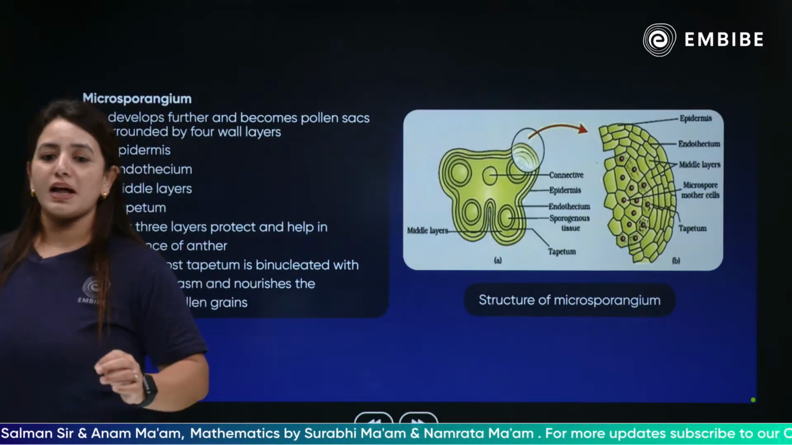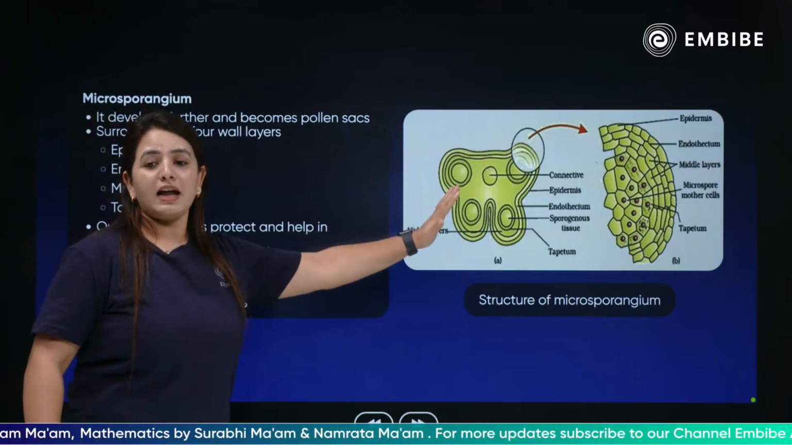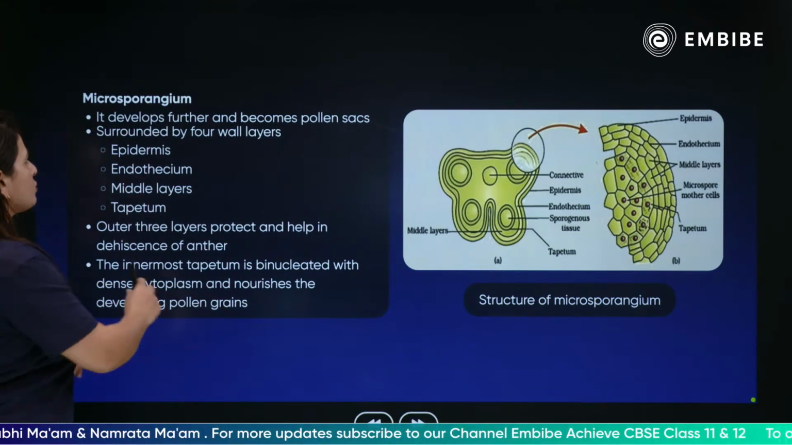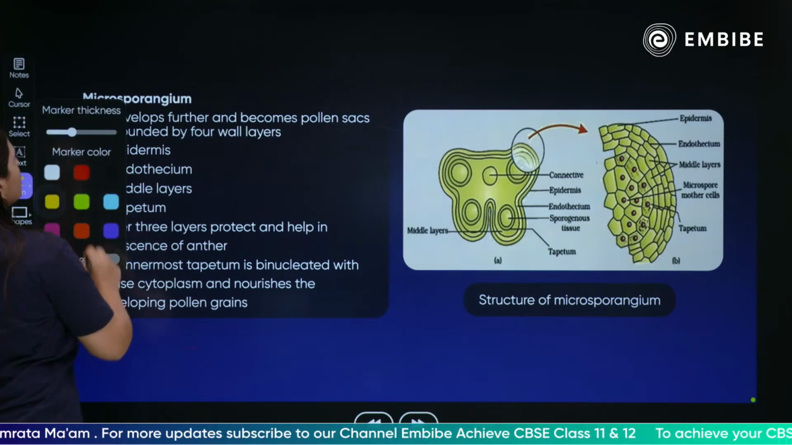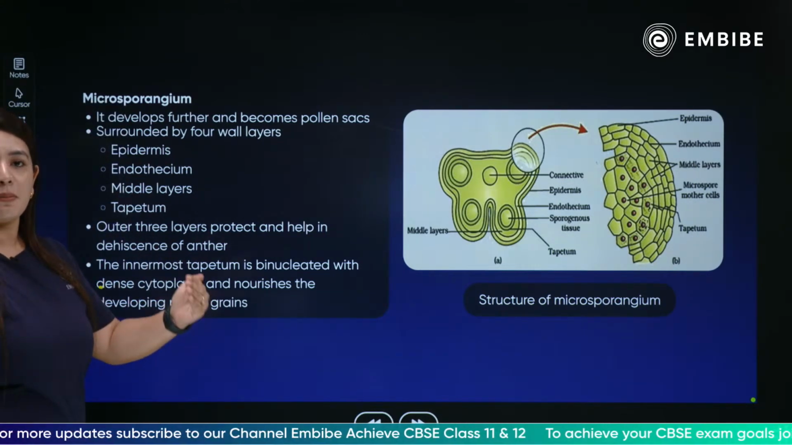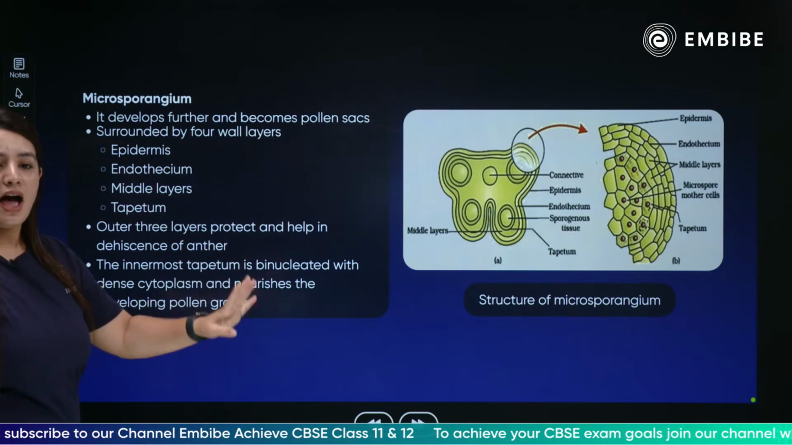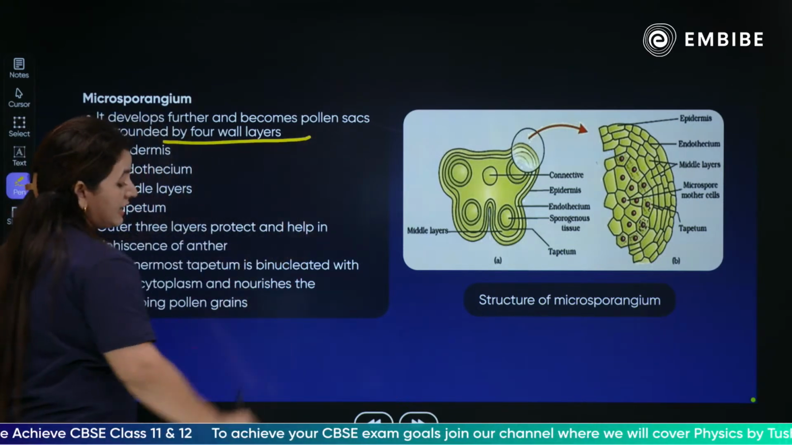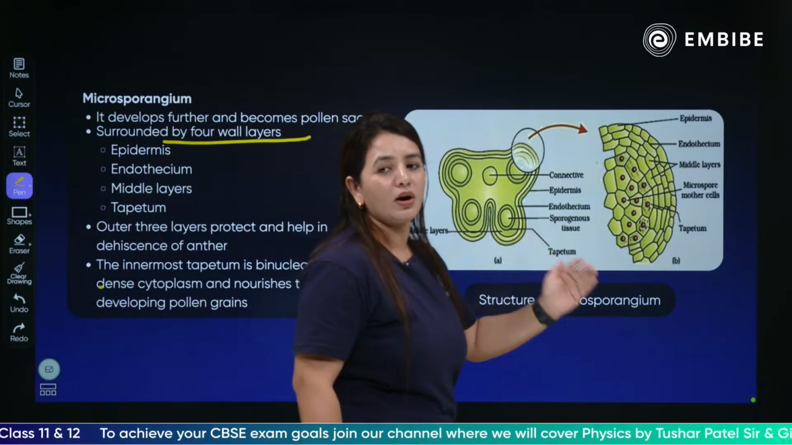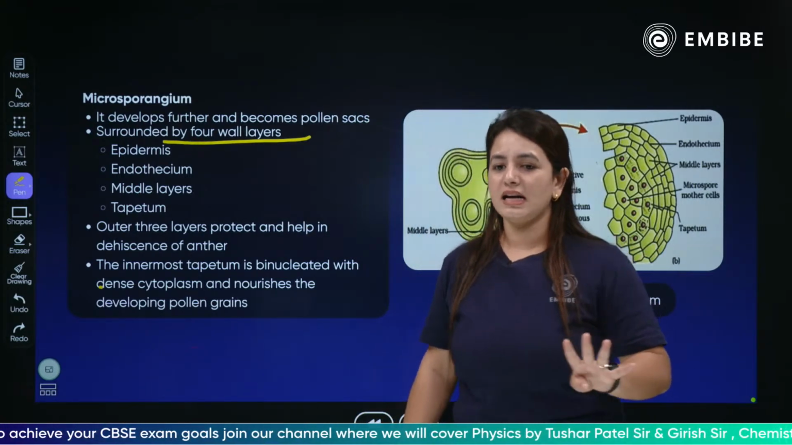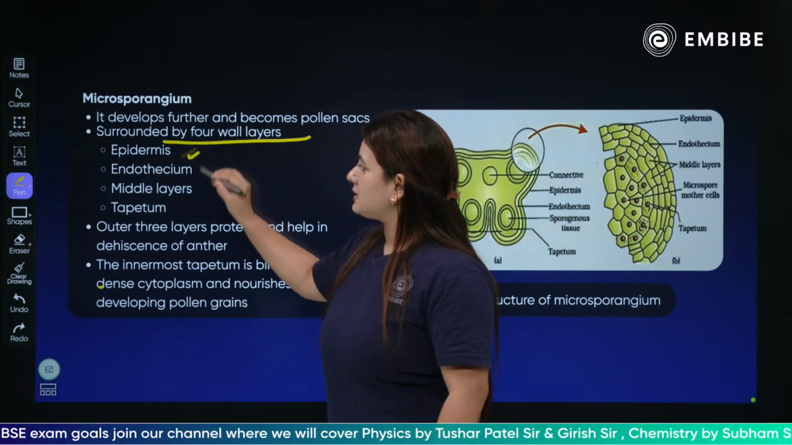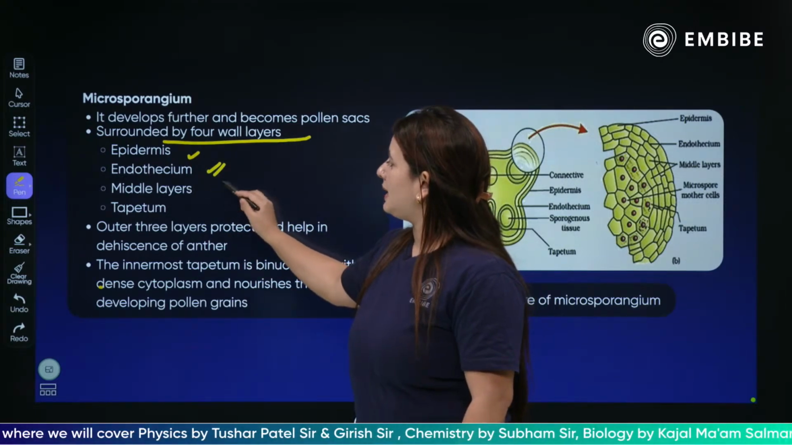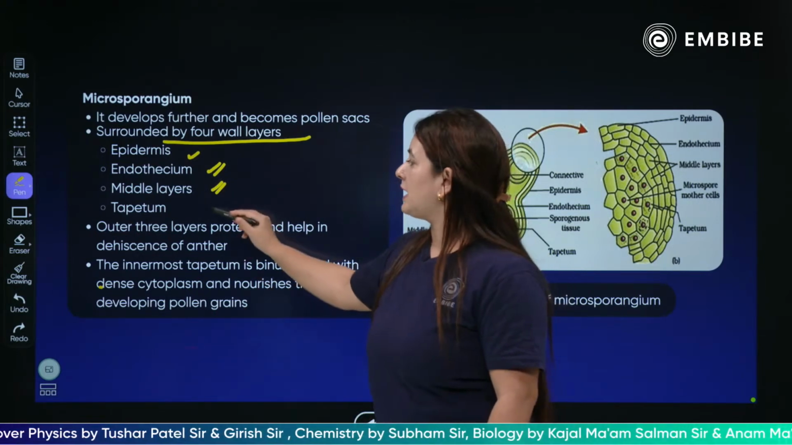Talking about the microsporangium, this is the same particular diagram you have in your NCERT, and that is why we have kept it. So children, talking more about the microsporangium, the whole microsporangium, which eventually becomes the pollen sac, has 4 layers. It has 4 wall layers and each layer has its own importance. The 4 layers are the epidermis, the endothecium, the middle layer, and the last is the tapetum.